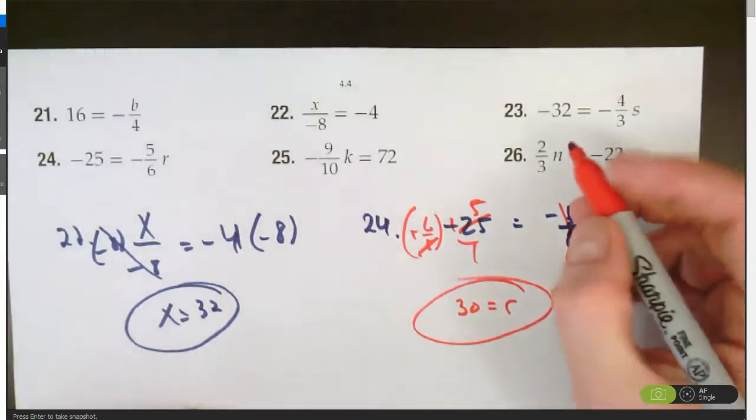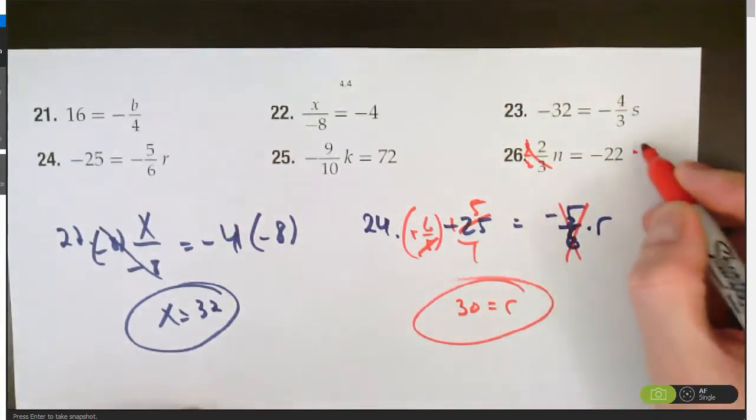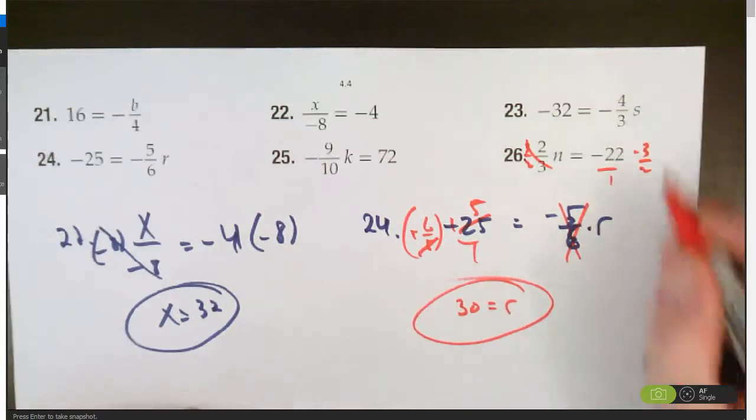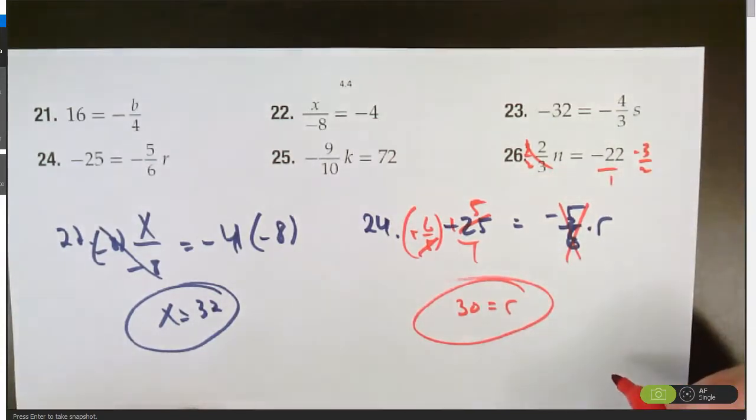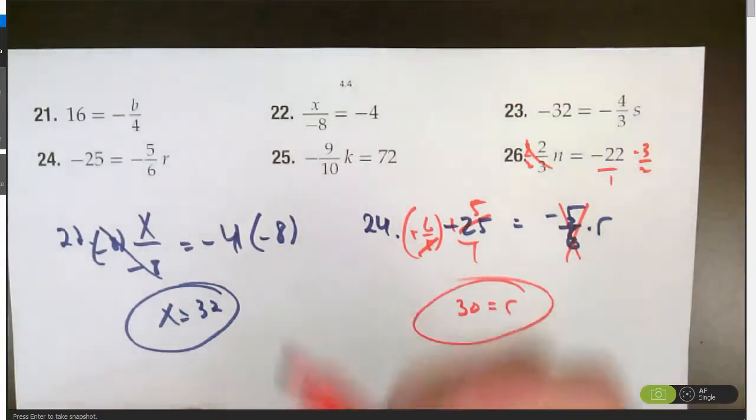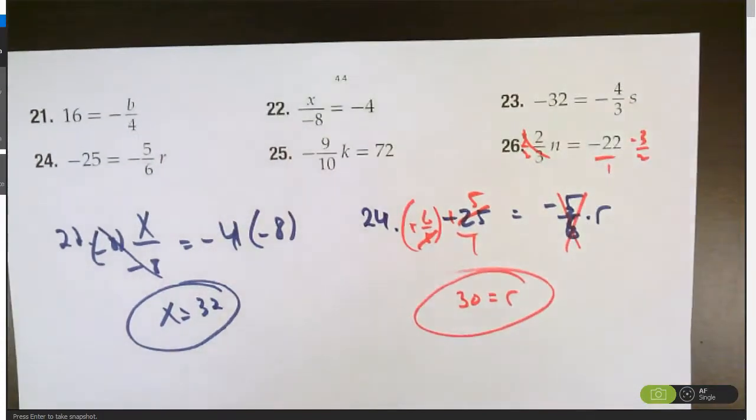Same thing for 26, multiply by 3 halves, and you get negative 33. So you're not really dividing anything here, you're multiplying by the reciprocal for all those.